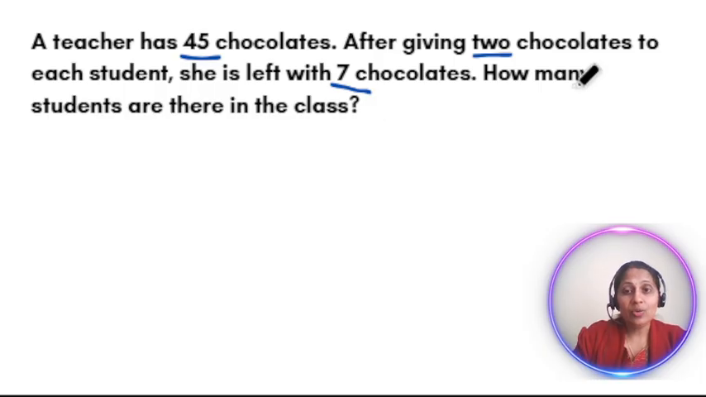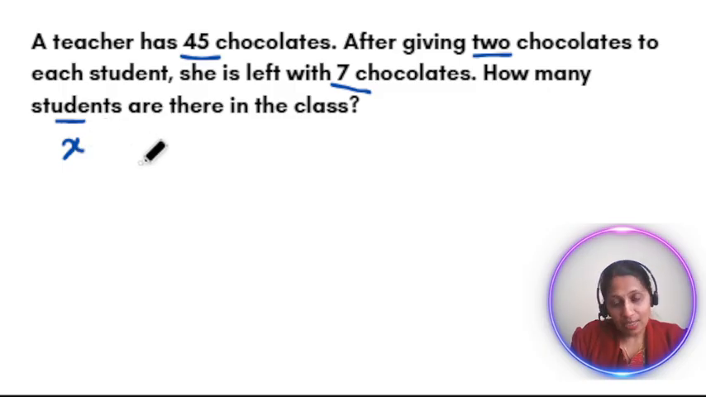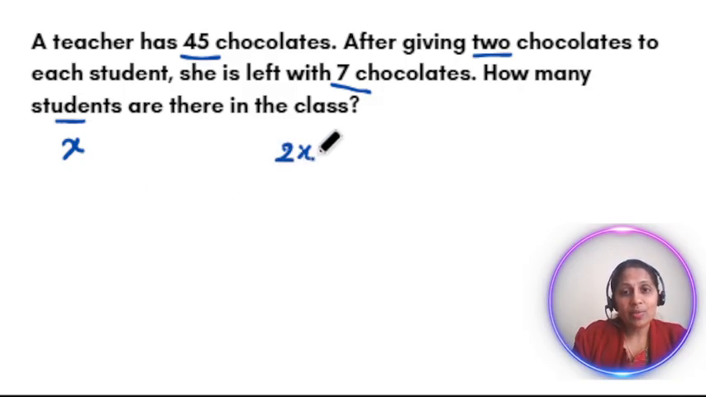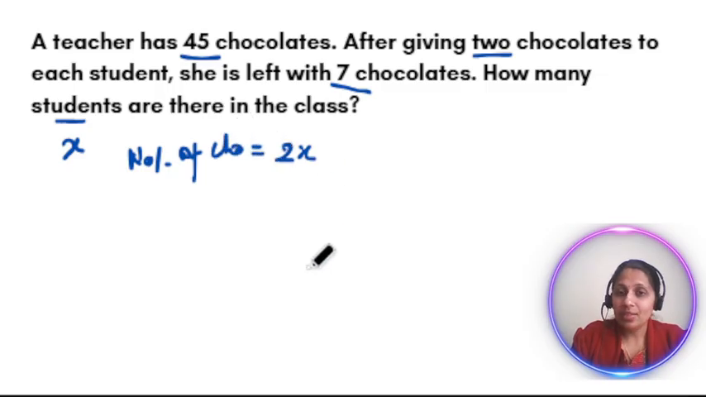So your unknown, which is your first step, is students. How many students are there? That is the unknown here. So that should be our variable x. The number of students in the class is x. Now each student is getting 2 chocolates. So how many would all the students have received? 2x, right? The number of chocolates received by the students is 2x.